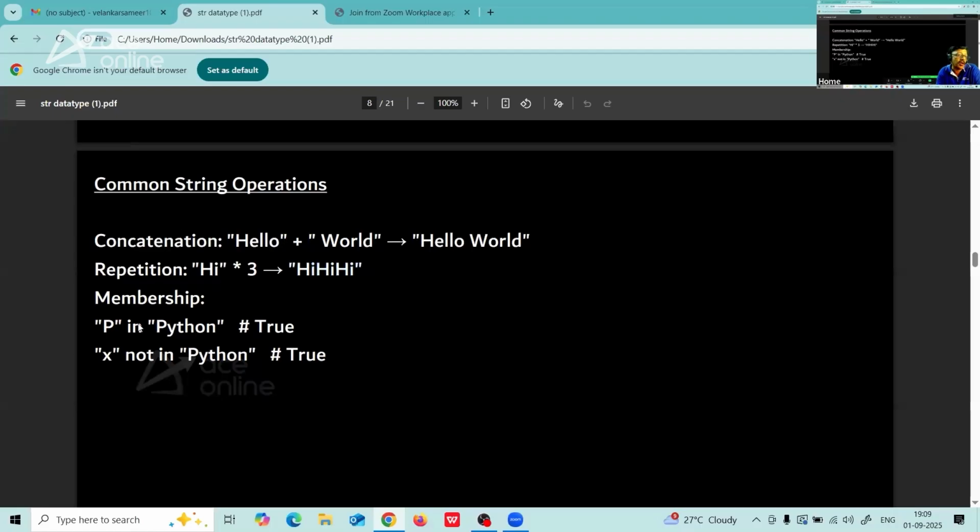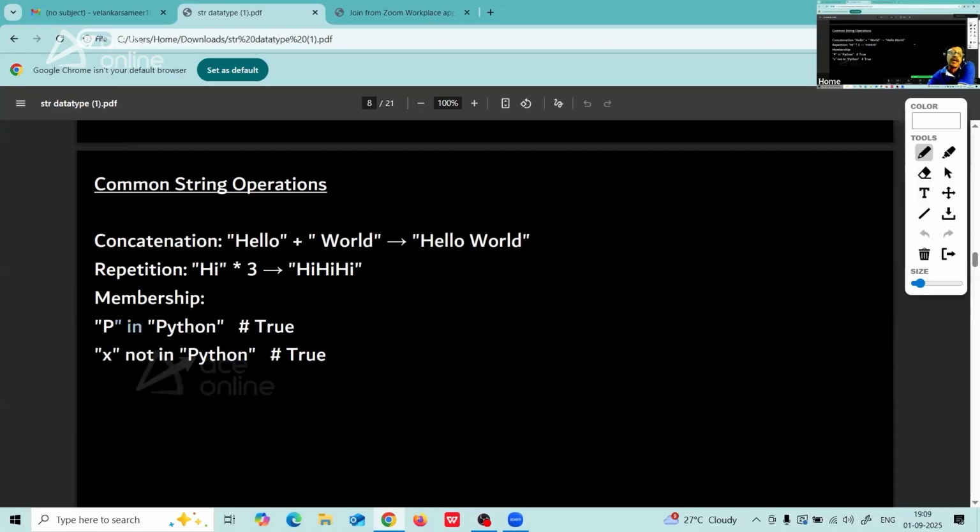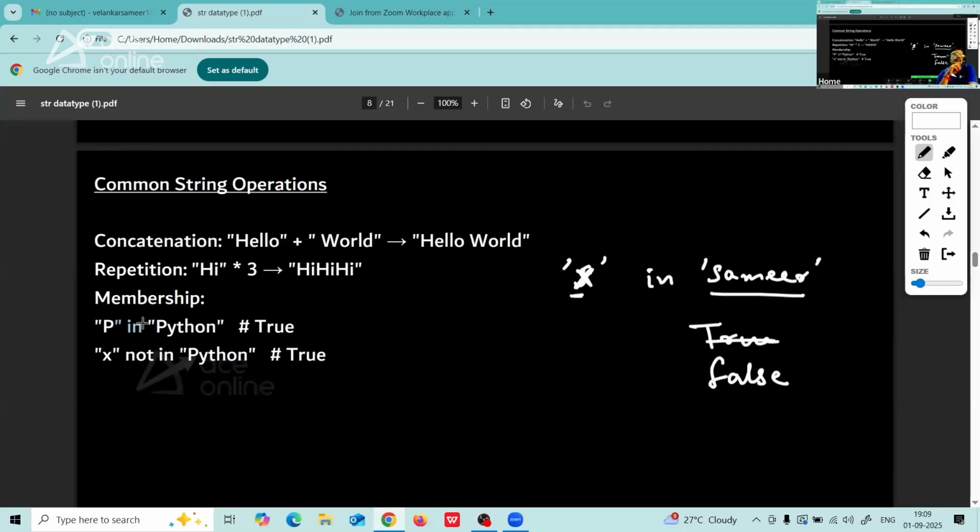And most important, a very interesting operator we learned, in, which will check whether a given character is in the string or not. So suppose if I try to check S in Samir, this will be true because letter S is there in the word Samir. But if I check X in Samir, this will give false.